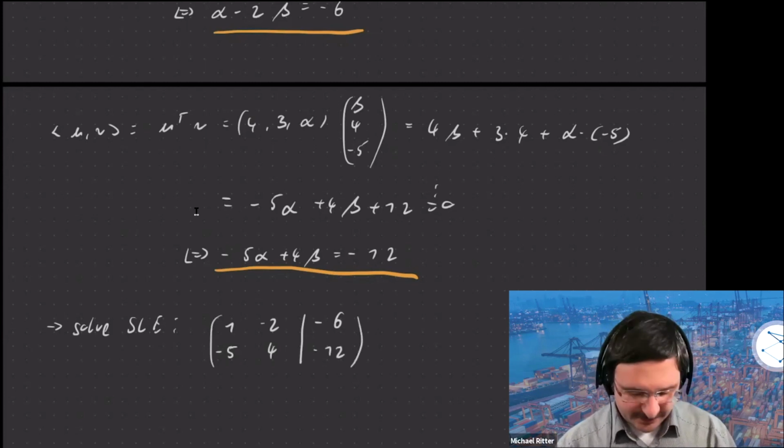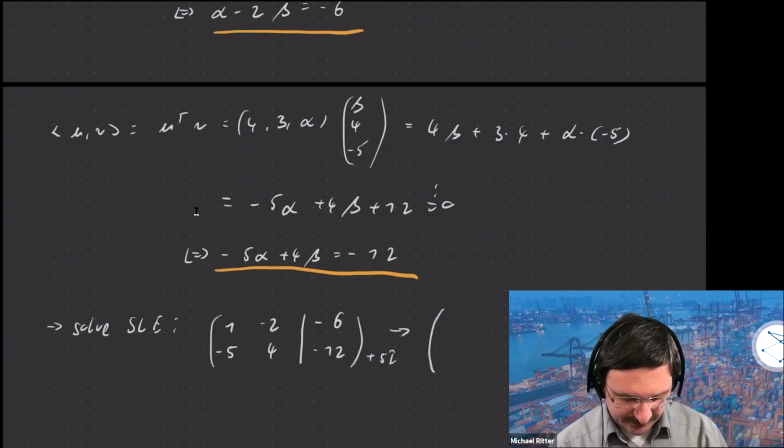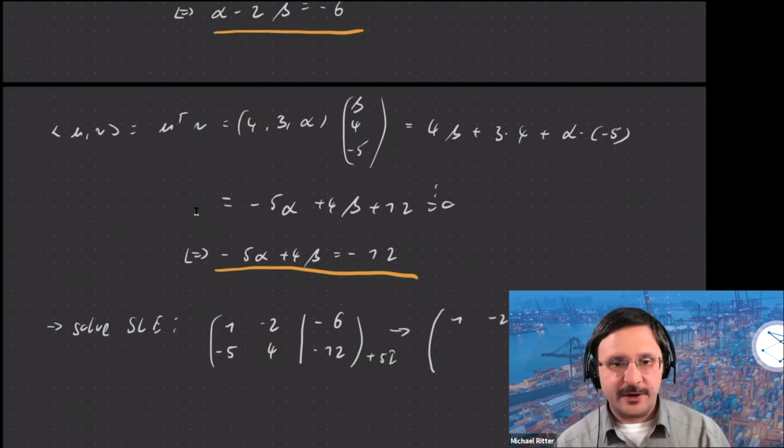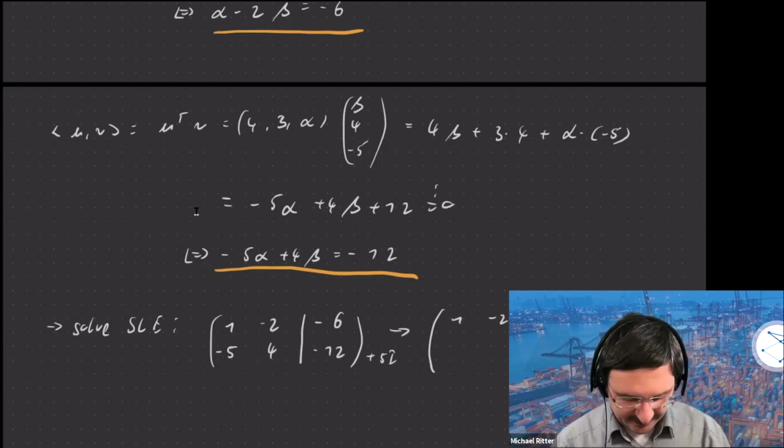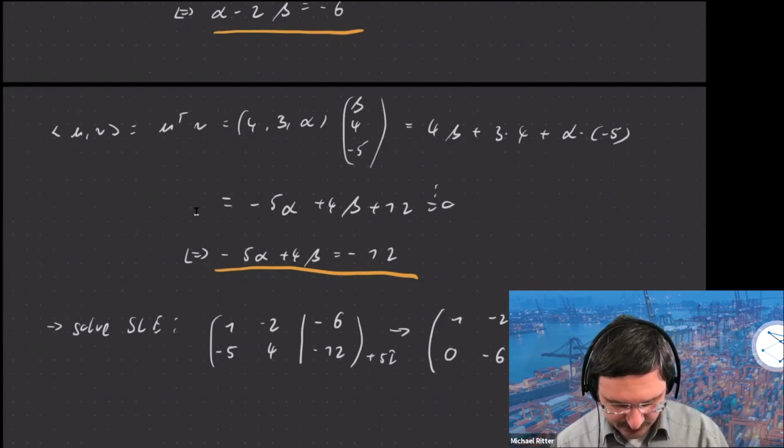And to solve that, we simply add 5 times the first row to the second one. So we get 1, minus 2, minus 6. We just copy the first row. And for the second row, we get 0, and then we have 4 minus 10, that would be minus 6, and minus 12 minus 30, that's minus 42.